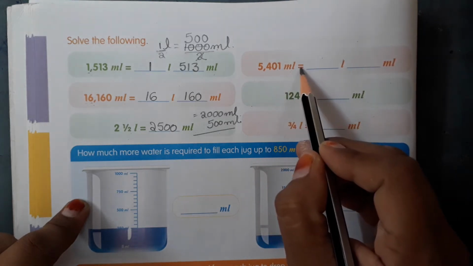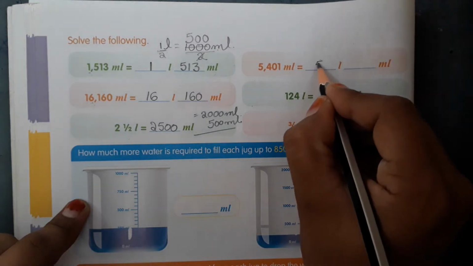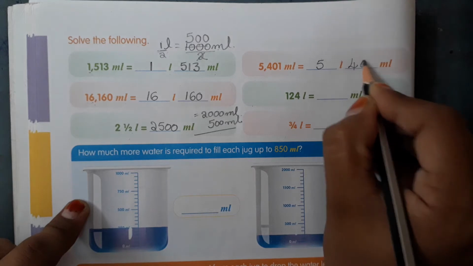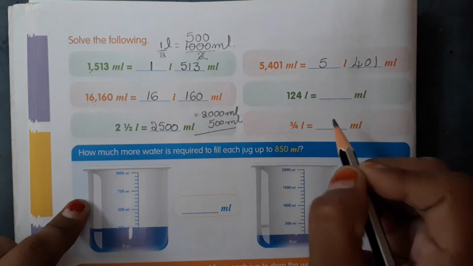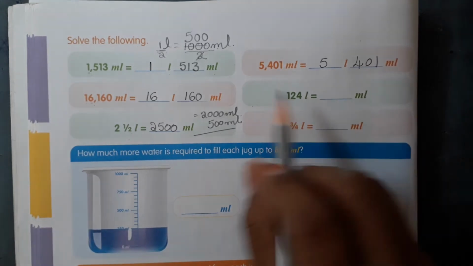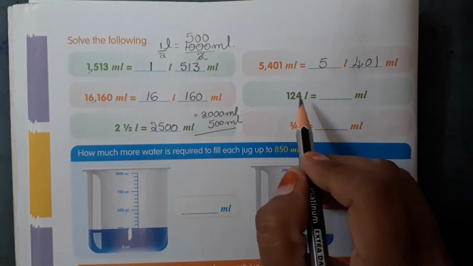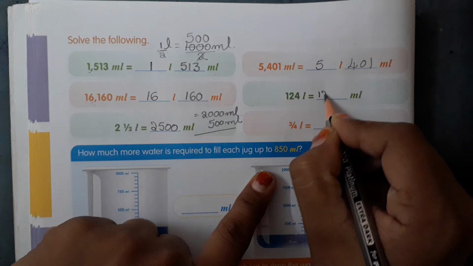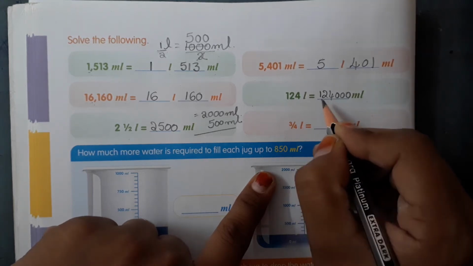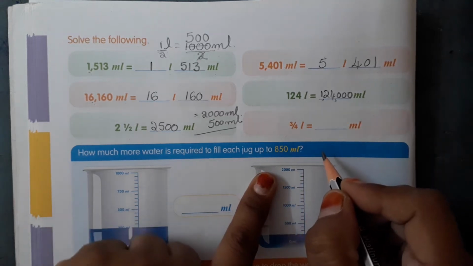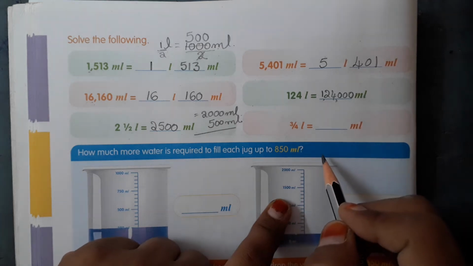5401 milliliters is equal to dash liters dash milliliters. 5 liters 401 milliliters. Next, 124 liters is equal to dash milliliters. 1 liter is equal to 1000 milliliters. 124 liters is equal to 124, after that write 3 zeros. So 1,24,000 milliliters.